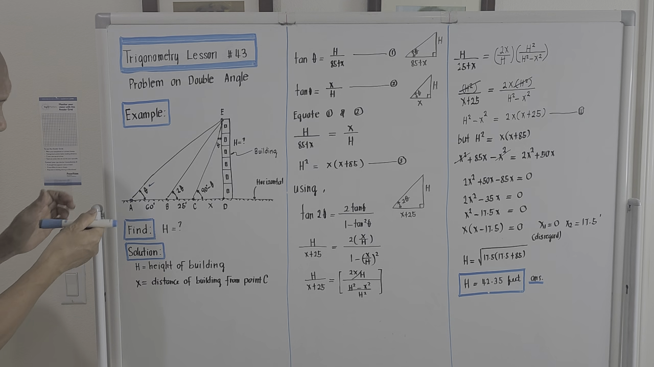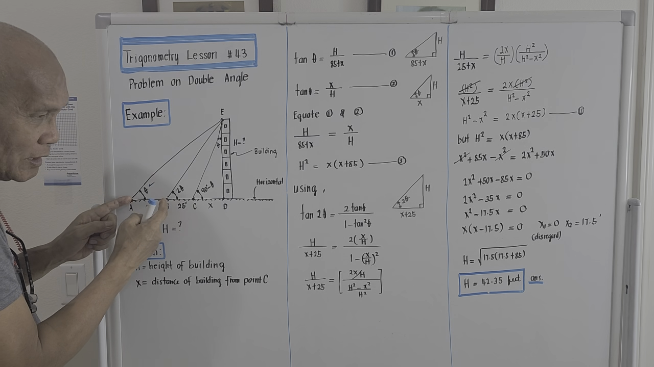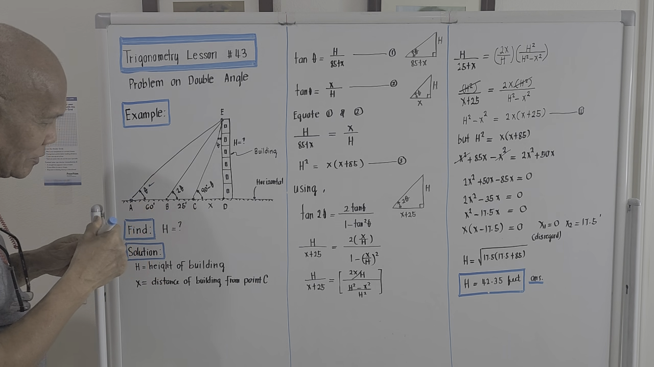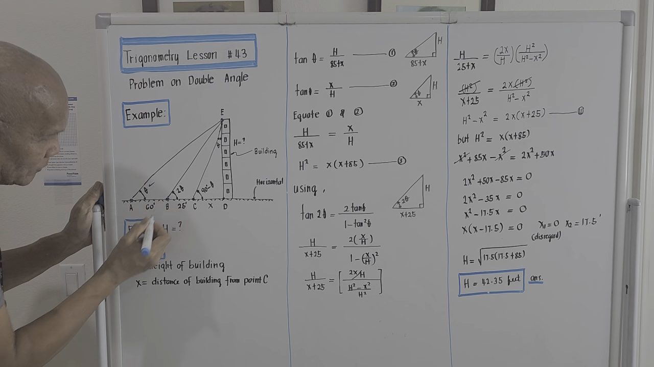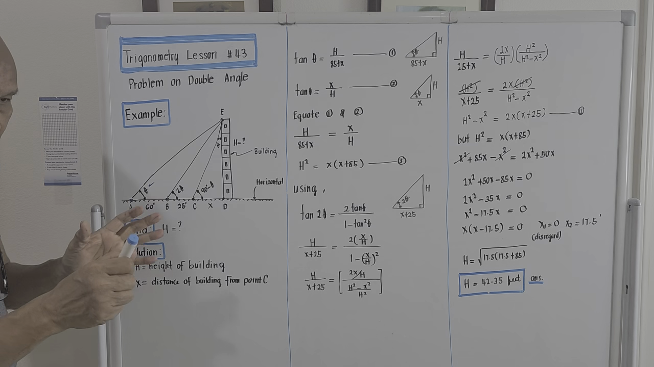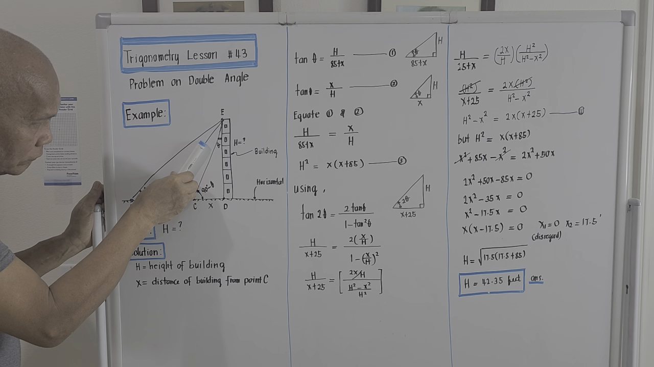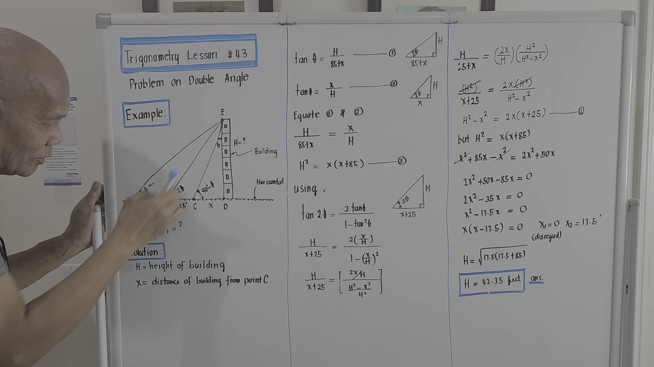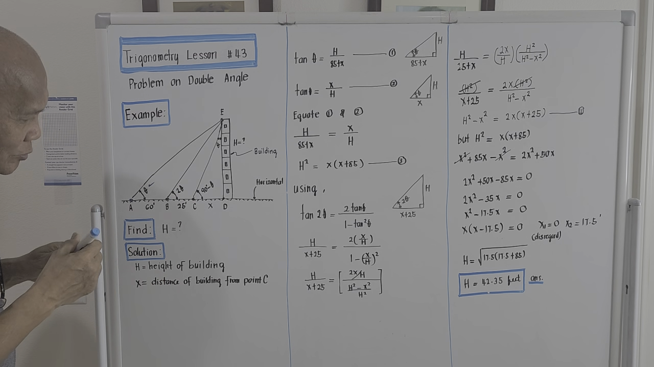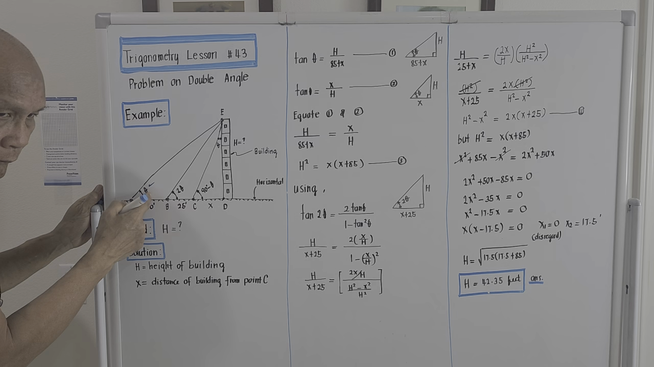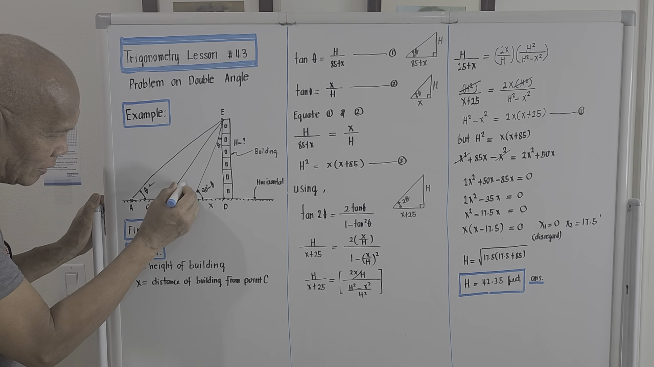Then he moves forward to the right, going to the base of the building, 60 feet. He changed location, and he is now at location point B. Again, using his transit, he takes the angle of elevation of point A with respect to point B. And he observed that the angle of elevation was twice the original angle. So if the original angle is theta, at point B it is twice theta.